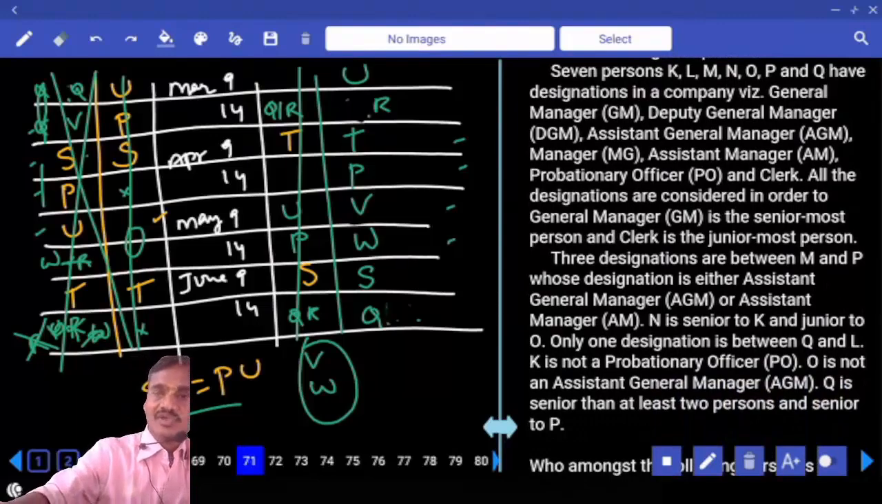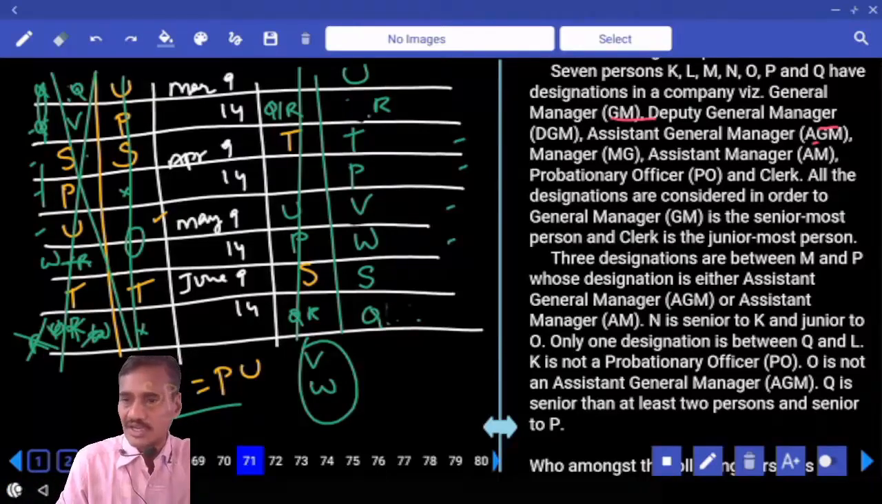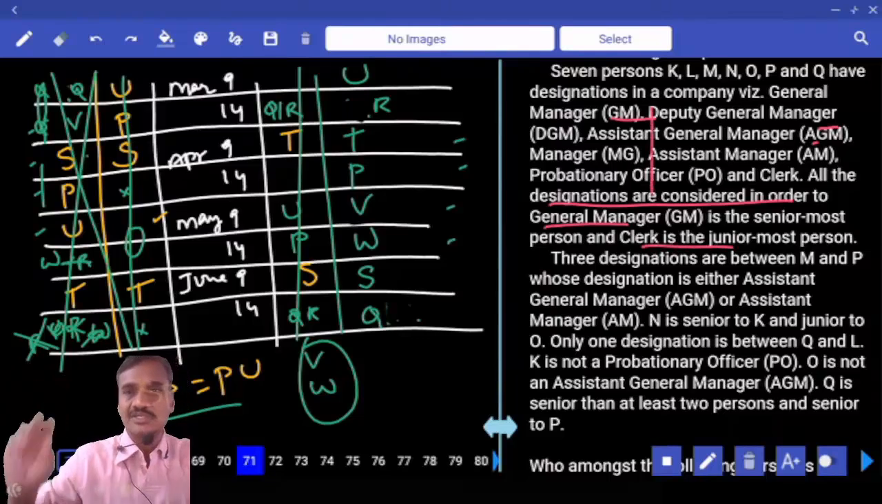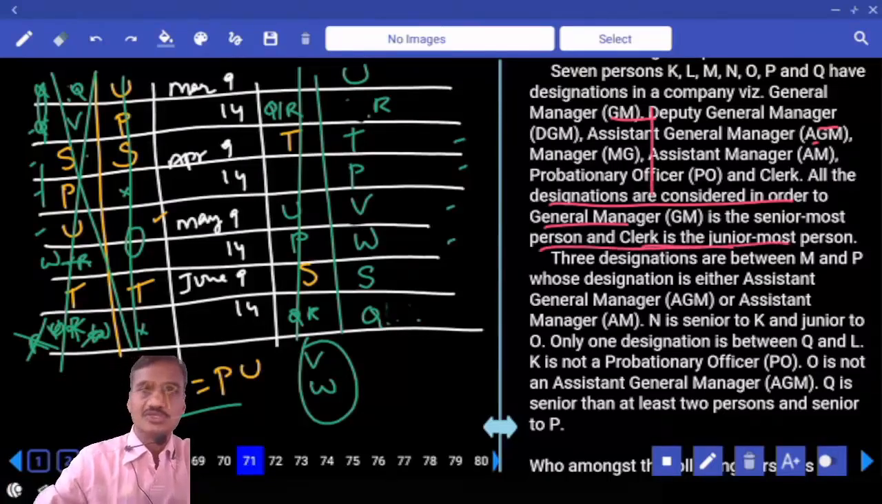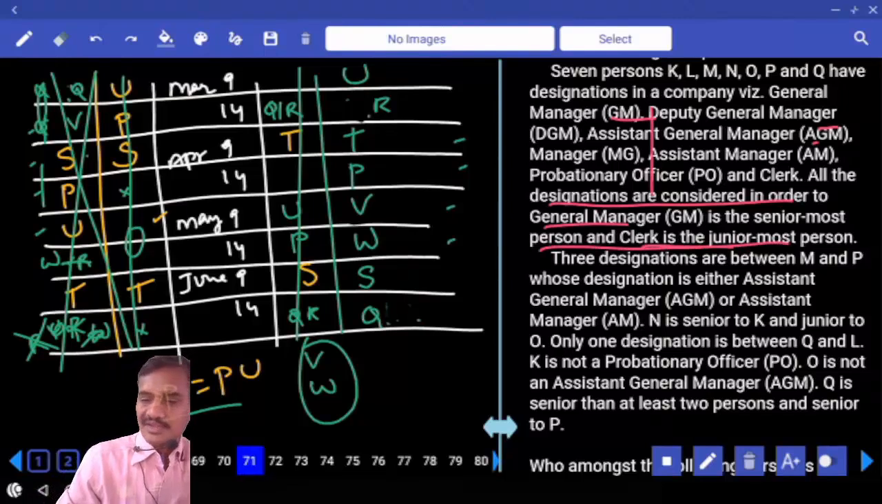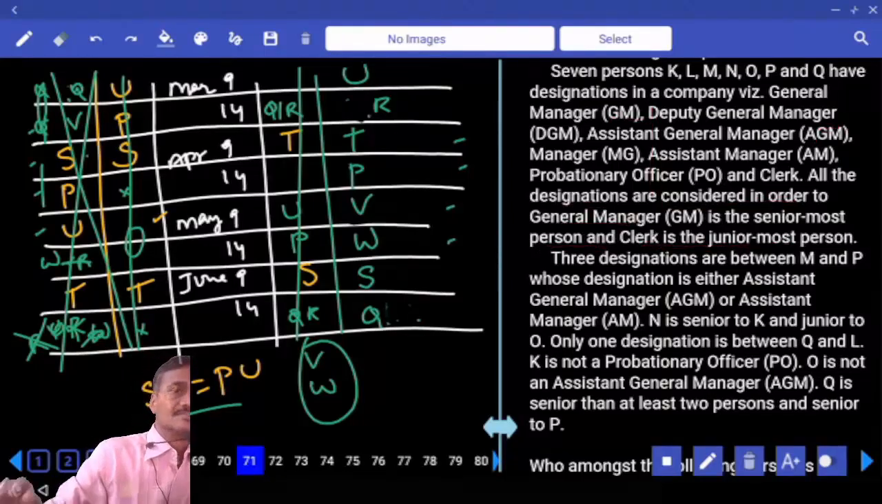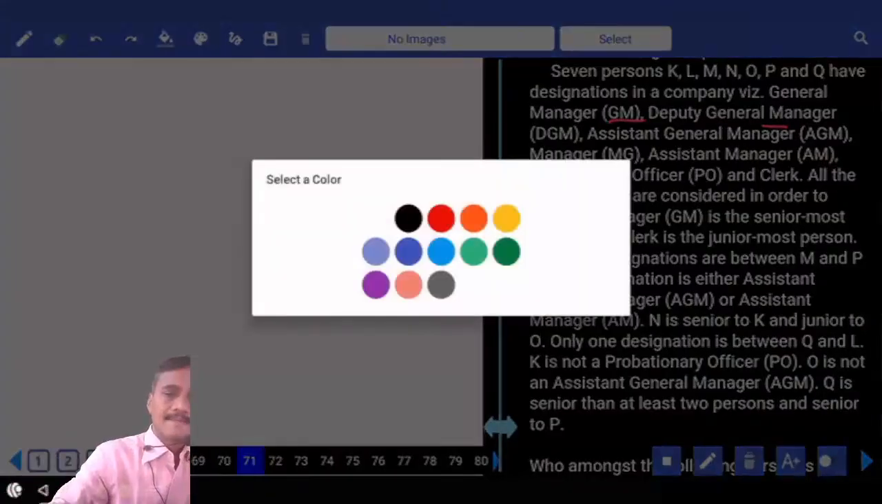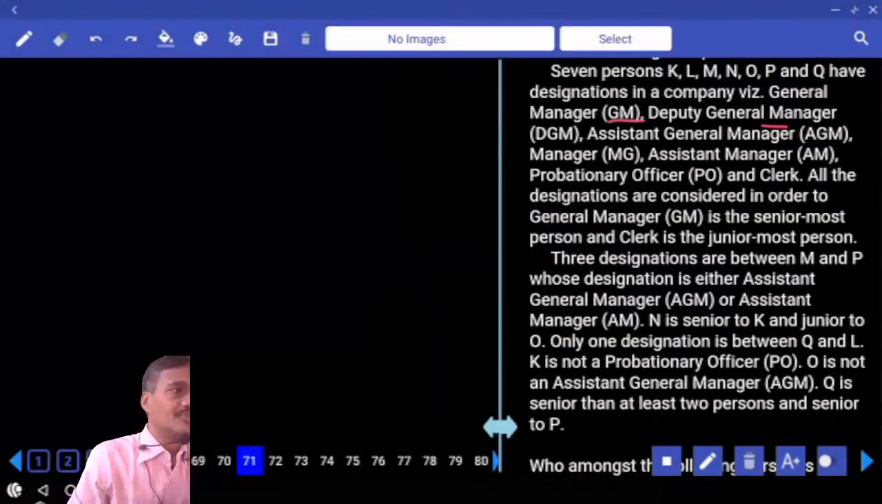Now in general, whenever these hierarchical positions are given, the first and foremost thing you need to identify is the order. All the designations are considered in order, that is general manager the senior most and clerk the junior most. He always gives the order as it is. Once he has given it, look carefully. Clear? If you miss the order, the arrangement will not be set. In most cases, whenever these positions are given, he will give them in the hierarchical order. This is a model that comes regularly in the PO period.